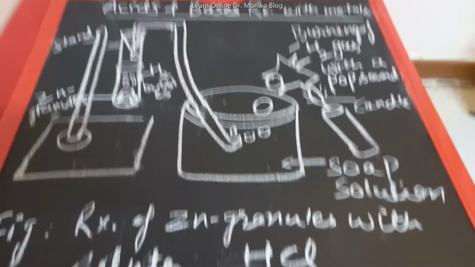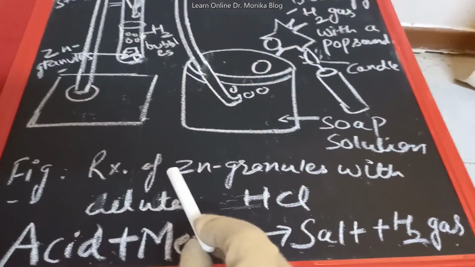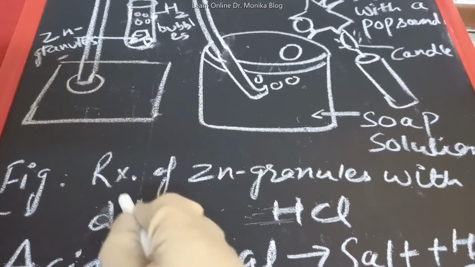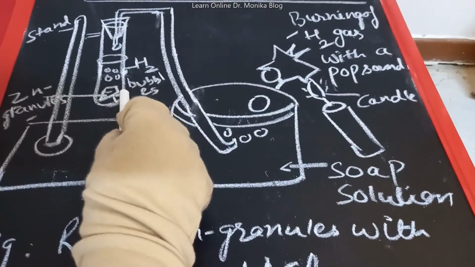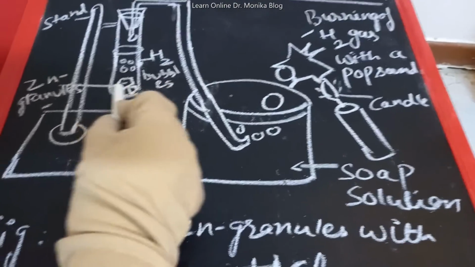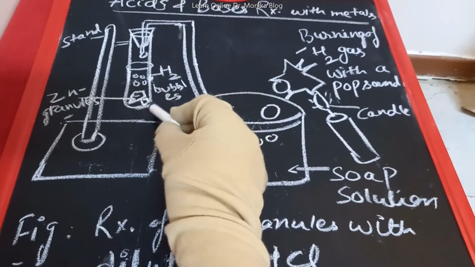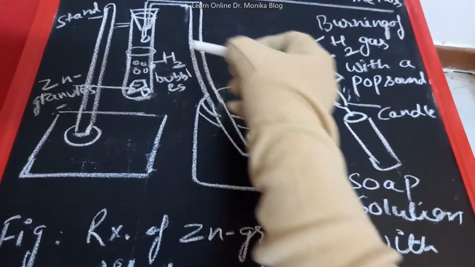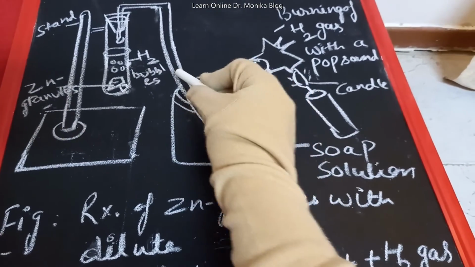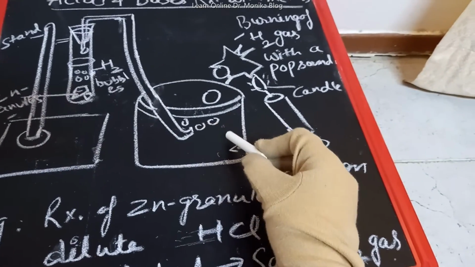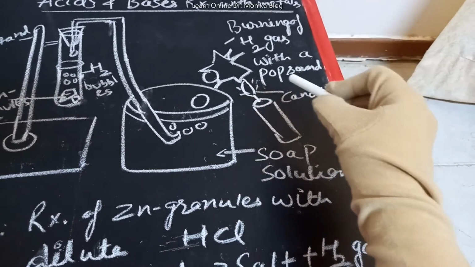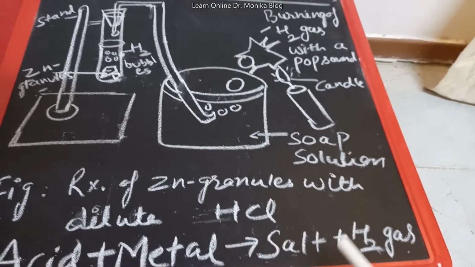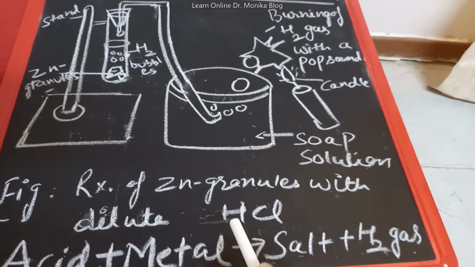This is the figure showing the reaction of zinc granules with dilute HCl. This is the test tube containing dilute HCl with zinc granules inside it. When dilute HCl reacts with the zinc granules, there is formation of hydrogen bubbles, and those bubbles come through this delivery tube, and there is release of hydrogen gas. Hydrogen gas always pops with a sound on burning. So this is the reaction of zinc granules with dilute HCl.